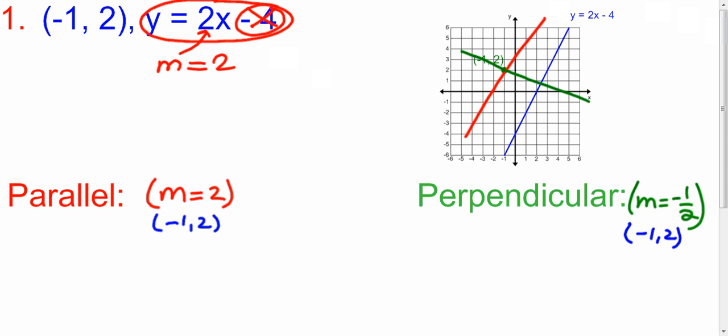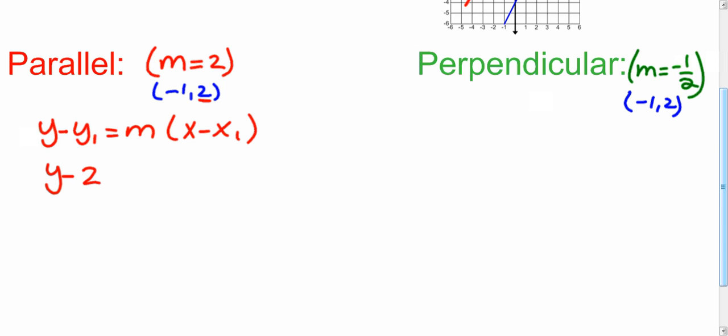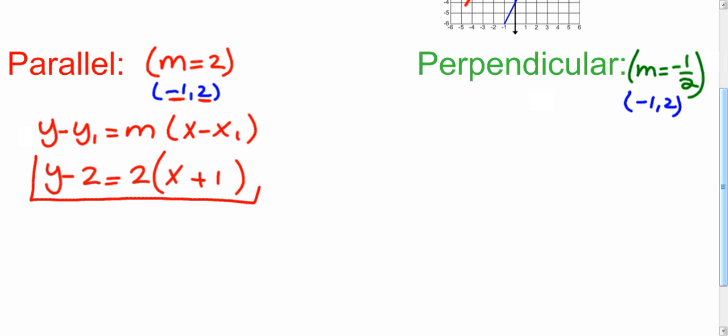Okay, so what you're going to do is use the point slope form, y minus y1 equals m times x minus x1, and you'll just plug that information that you have in. So here's my y1 right here, which is 2. My slope I know is 2. And then x minus x1, which is right here. So minus a -1 becomes +1. So here is that equation in point slope form. So we can leave it right there.